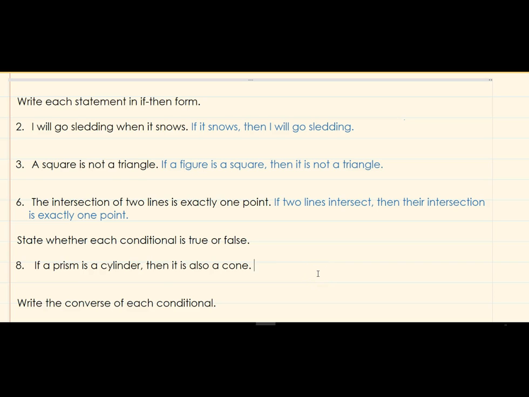Let's look at number 8. State whether each conditional is true or false. If a prism is a cylinder, then it is also a cone. This is one that many people get mixed up. This is false. A prism is a cylinder. That part of the conditional is true. But a cone is not a cylinder. A cone has one base, and a cylinder has two bases. So this would be false.